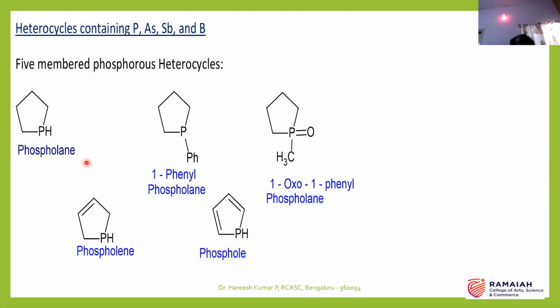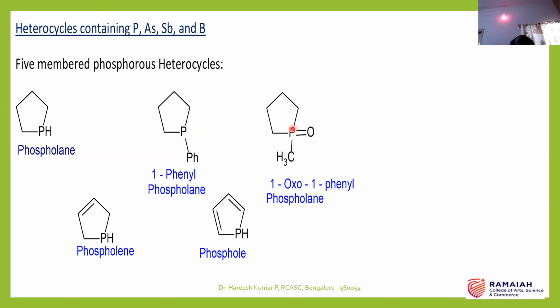Here what you need to remember is that LANE indicates that it's a saturated one. There is no double bond. And here this is also a phospholane, because there is no double bond. And there is a substituent at the one position, 1-phenylphospholane.